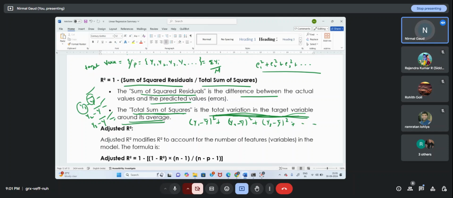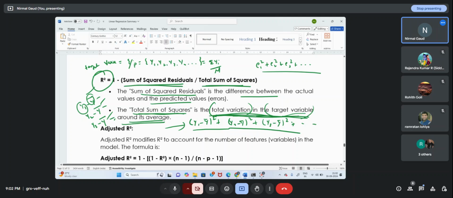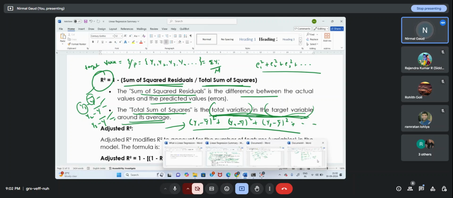Total sum of squares means that only, in the form of this equation. So total sum of squares, that we call the total variation in the target variable. So the sum of the squared residuals divided by the total sum of squares, 1 minus that, is R2. Okay, that is R2. And now how does this go?